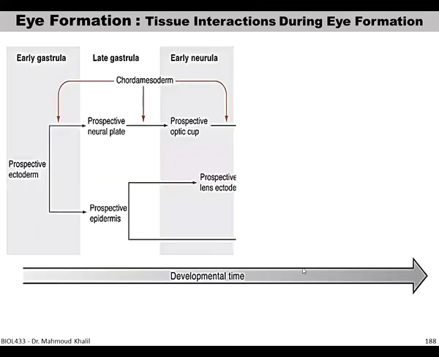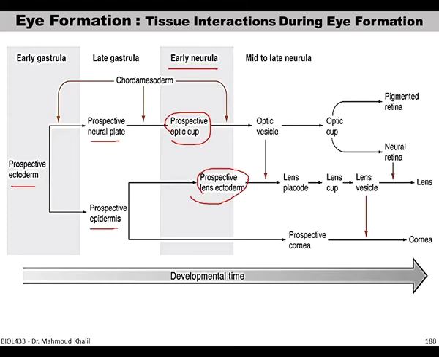In this synopsis, you can see how the eye is formed through the developmental stages of the mammalian embryo. The prospective ectoderm in early gastrula is differentiated into the prospective neural plate and the prospective epidermis in the late gastrula. Starting from early neurula, the prospective optic cup and the prospective lens ectoderm are formed. These stages are activated by the presence of the chorda mesoderm.